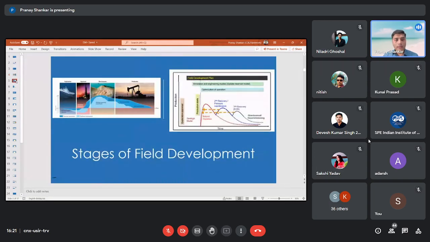So I'm sure you would all have studied in your petroleum engineering courses the stages of field development, which start from exploration, followed by appraisal, development, and then you go into production. And what you see in this graph is the cash flow. So during exploration and appraisal, the company spends most of the money, and then you get into development when the actual production comes in, and that is when the cash flow for the company starts.